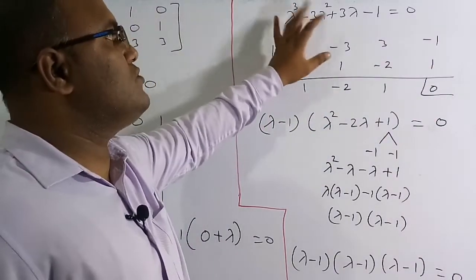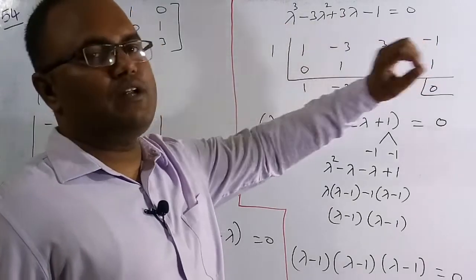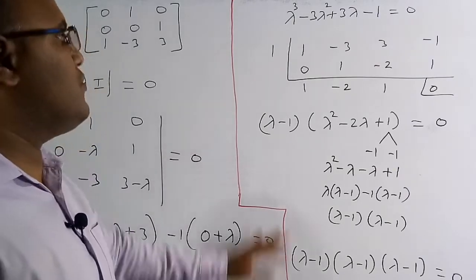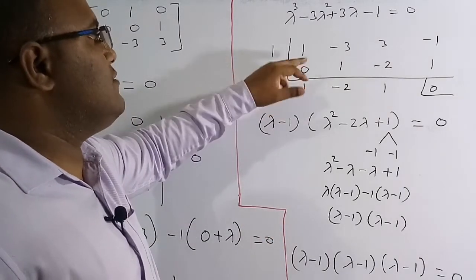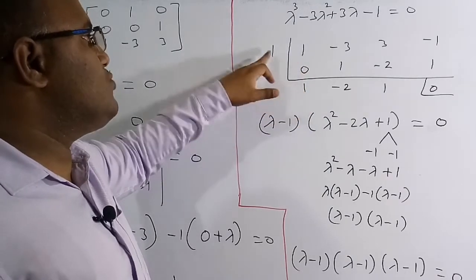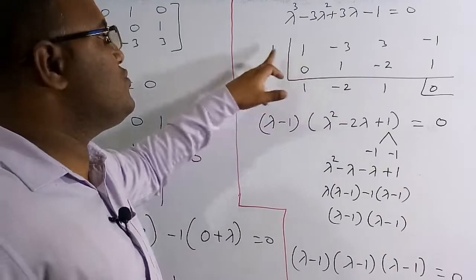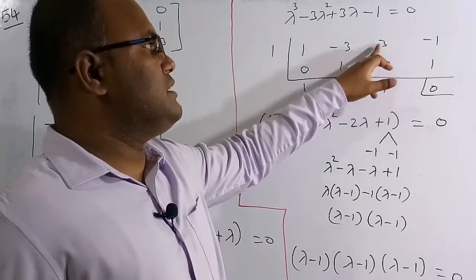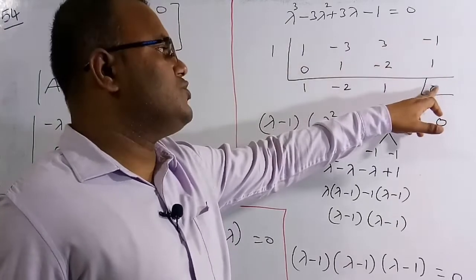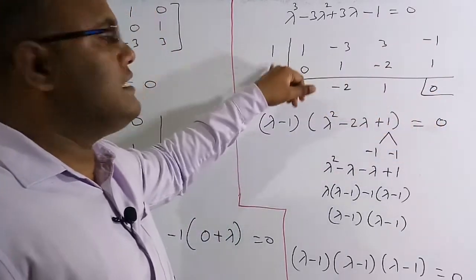In order to find the roots, I am going to take all the coefficients 1, minus 3, 3 and minus 1. I am going to assume that lambda is equal to 1 is a root. So if you substitute lambda is equal to 1, the first value is 1. 1 into 1 is plus 1, minus 3 plus 1 is minus 2, minus 2 into plus 1 is minus 2, 3 minus 2 is 1, 1 into 1 is again 1, minus 1 plus 1 is 0. So the last part is equal to 0.